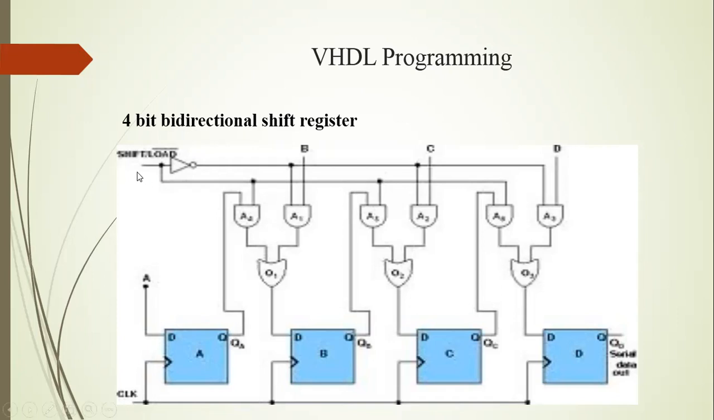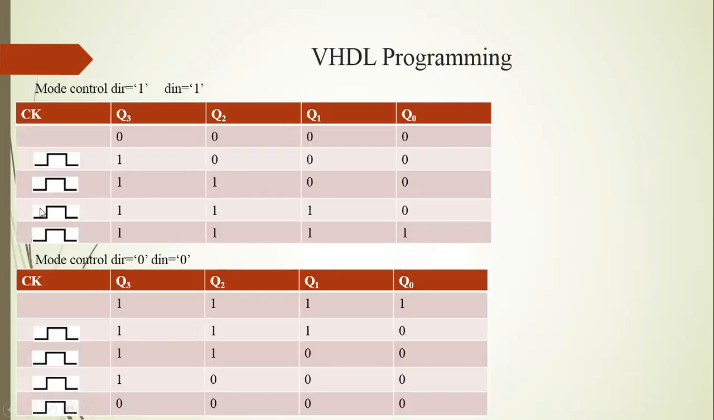Here the control signals are shift and load bar. When the input is applied as logic 1, the data shifts to the right side, and data shifts to the left side also. The input is applied here, then the data shifts through this AND gate, then through this OR gate, then the input is applied to the next flip-flop, and data shifts right and left. Okay, this is the behavior of the 4-bit bidirectional shift register.